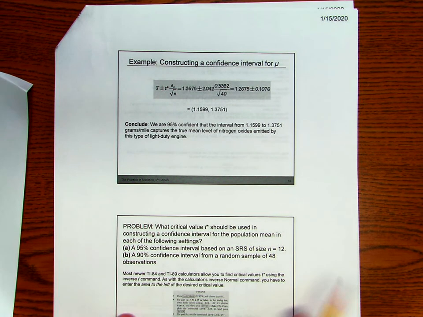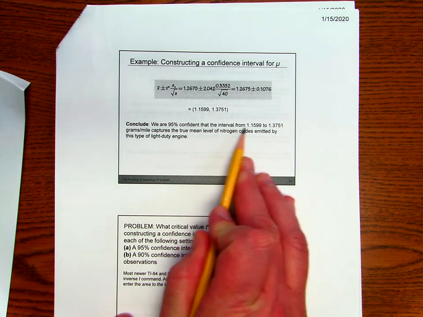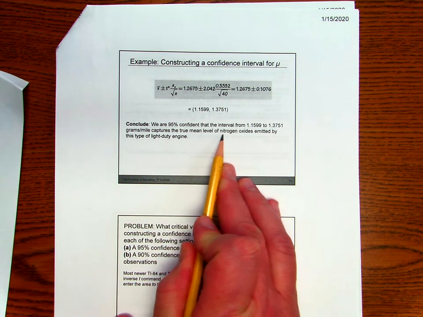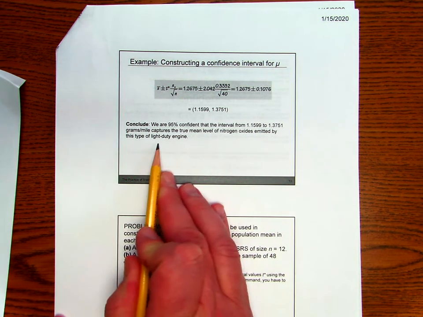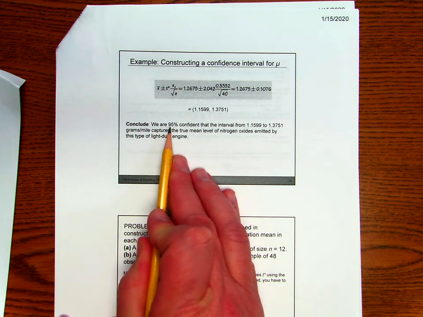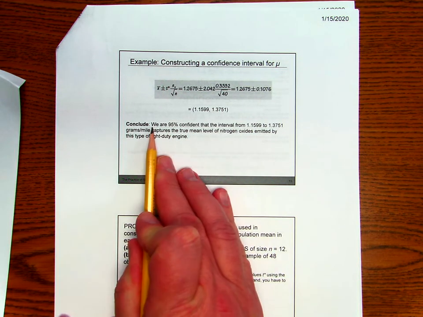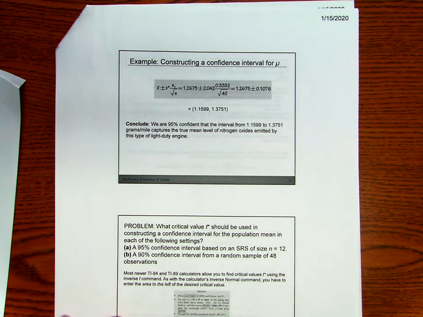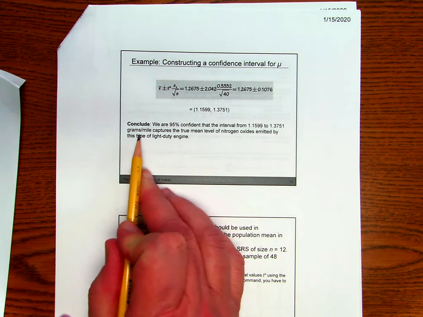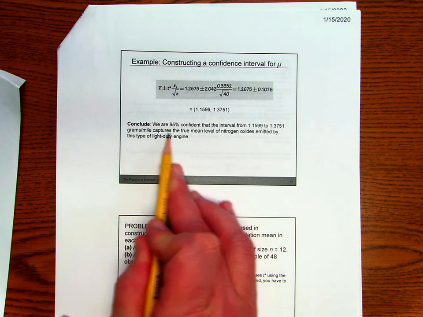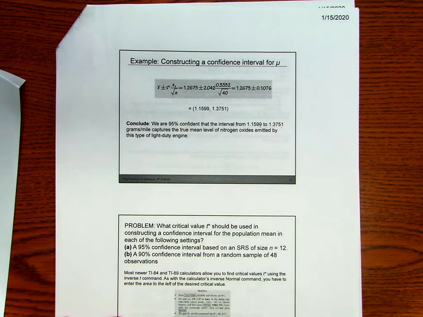Our conclusion: we are 95% confident that the interval from blah blah blah to blah blah grams per mile captures the true mean level of nitrogen oxides emitted by this type of light-duty engine. Okay, we are, whatever the percentage is, confident that the interval from. Okay, that's a generic statement that's going to start all of your confidence interval conclusions. Means, you're typically going to have a unit associated with it. That's a little bit of a variation from what we had with proportions. And then captures what's the parameter that you're estimating in the context of this problem.